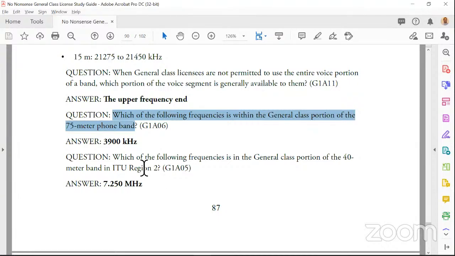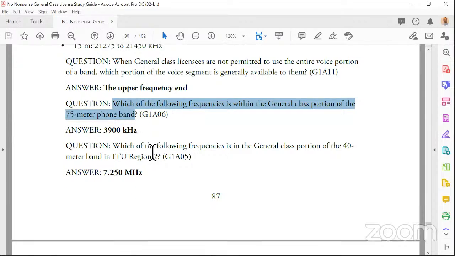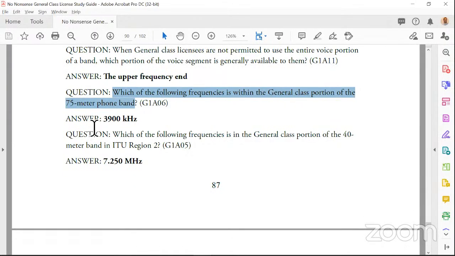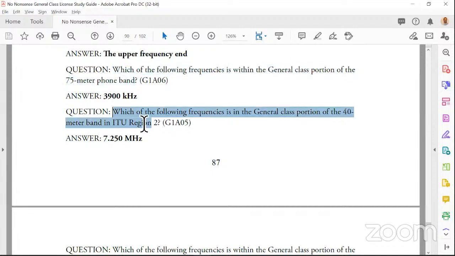Which of the following frequencies is within the general class portion of the 75-meter phone band? Remember, sometimes we call that band the 80-meter phone band as well, the 80-meter band, right? So phone, of course, that is voice, and the answer is 3900. All right, so we just need to learn that as the answer, and let's move on.